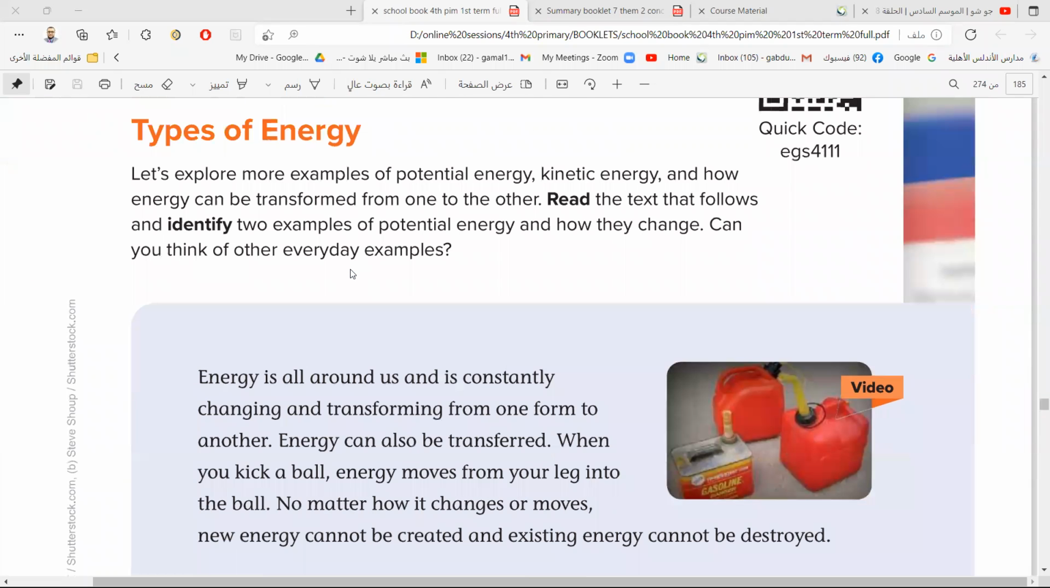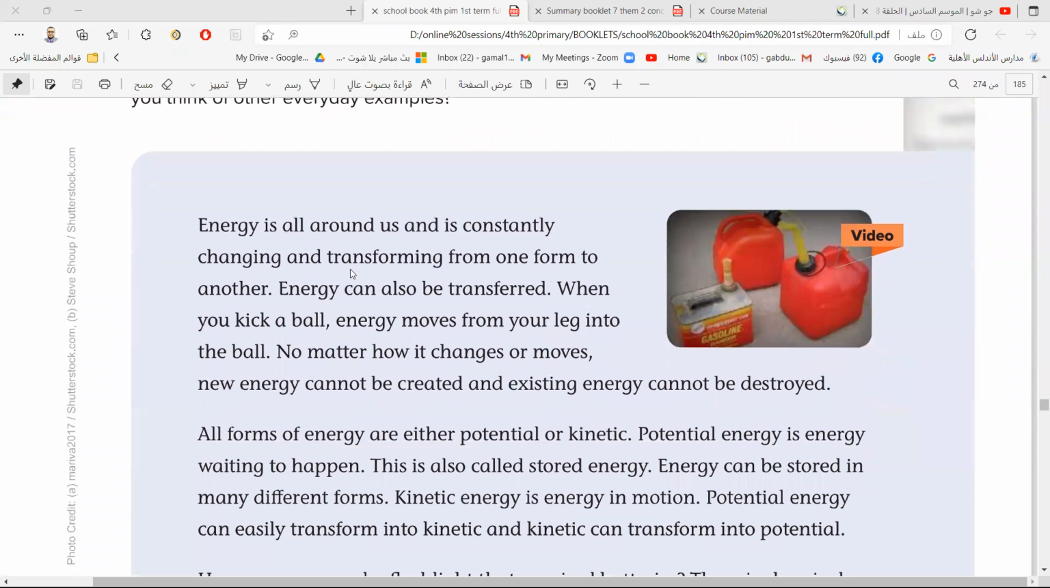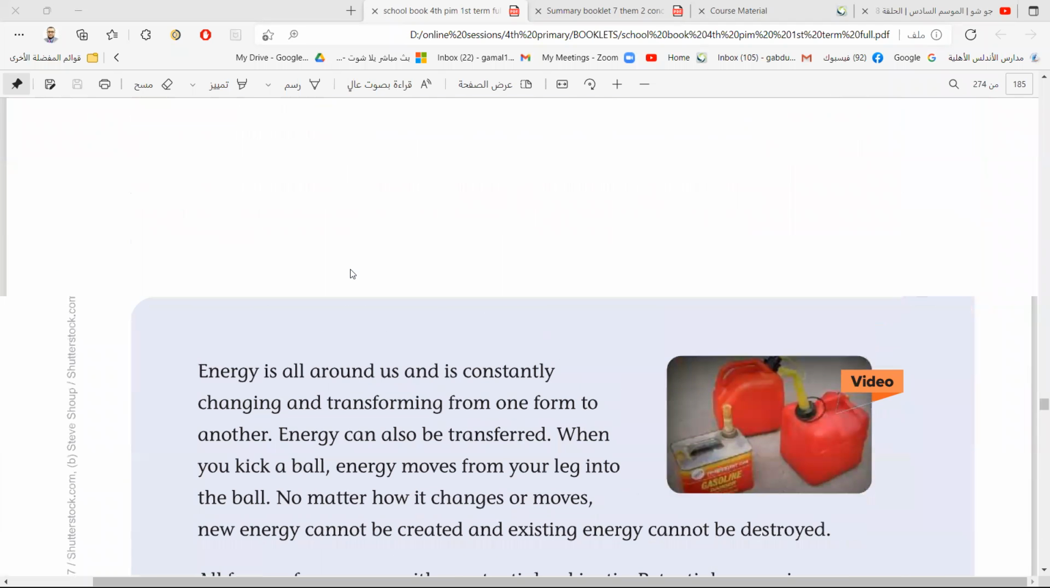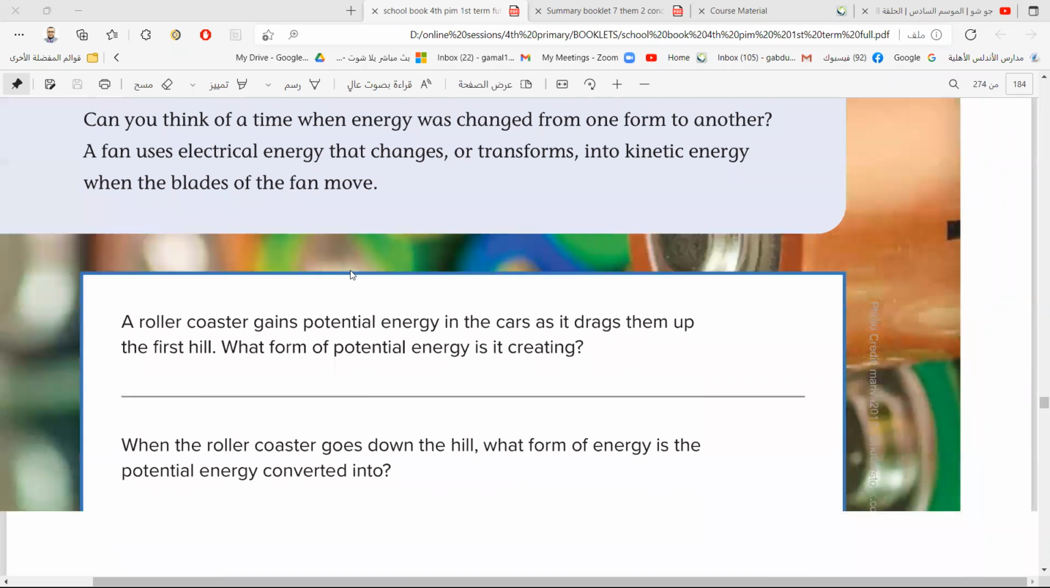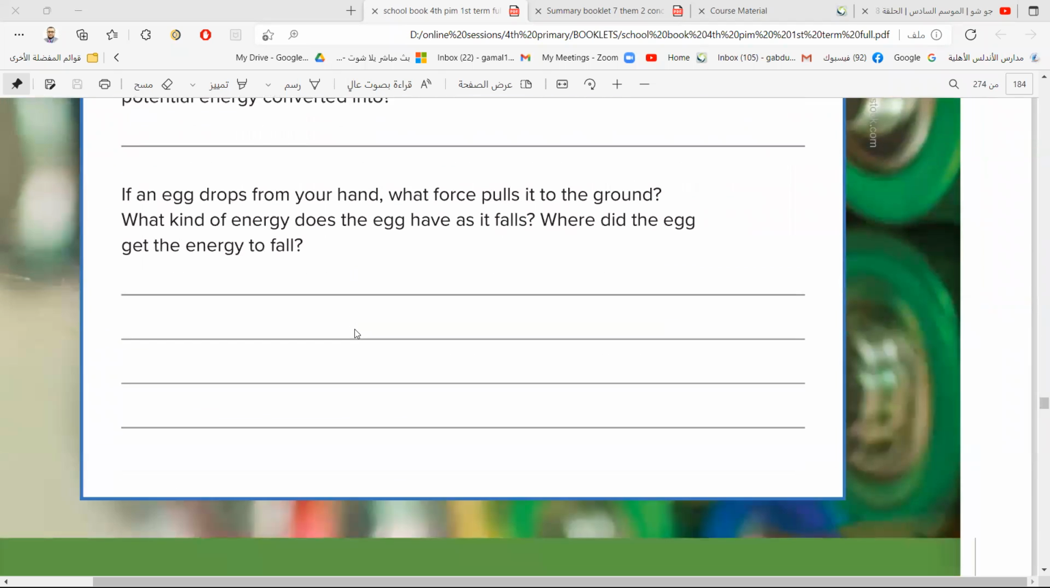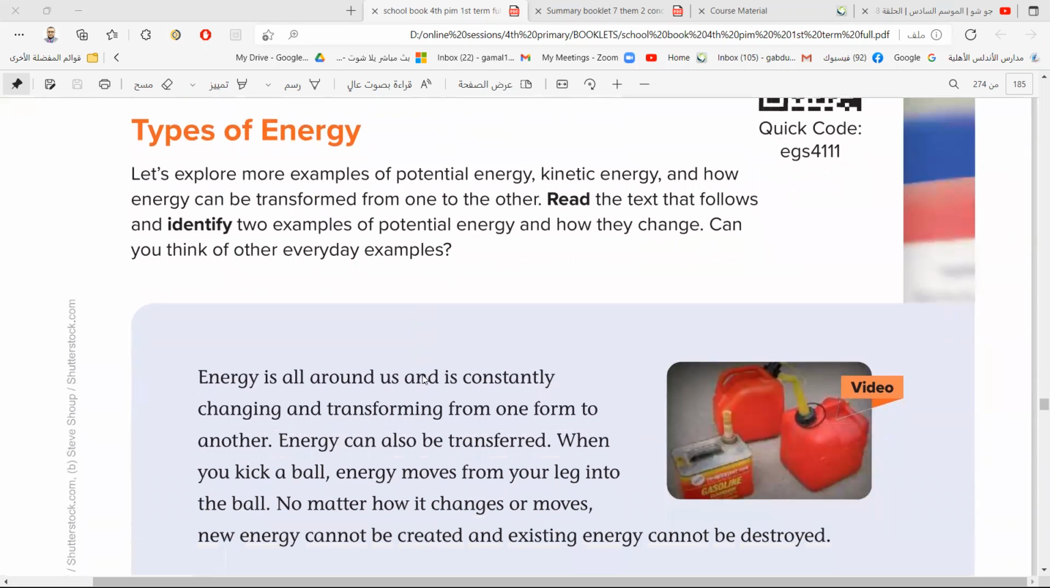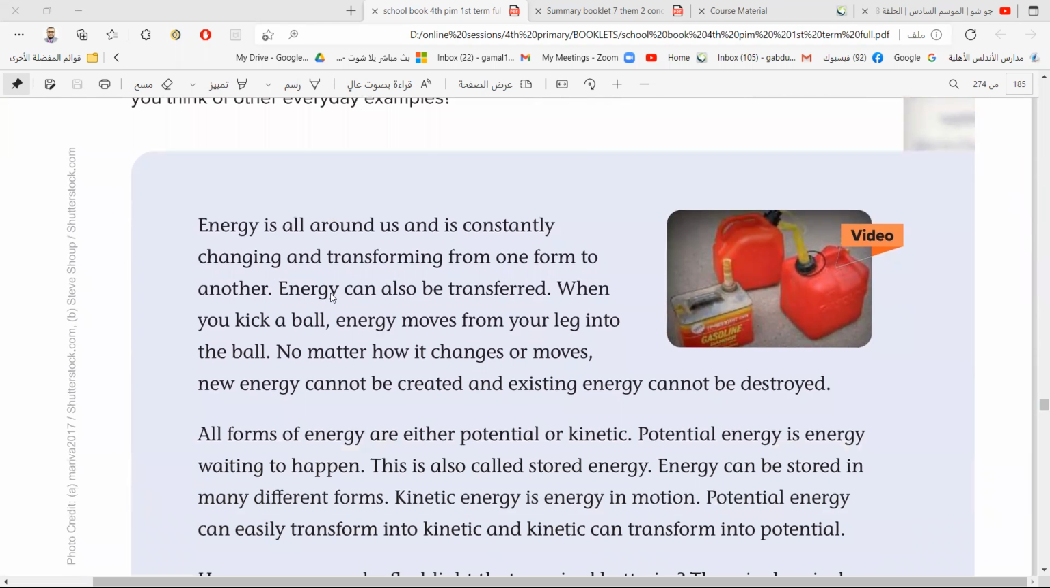We have here types of energy. Examples of potential energy and kinetic energy. We have studied examples of potential and kinetic energies, and they can be transformed from one form to another. Let's try to know how potential energy changes into another form of energy.